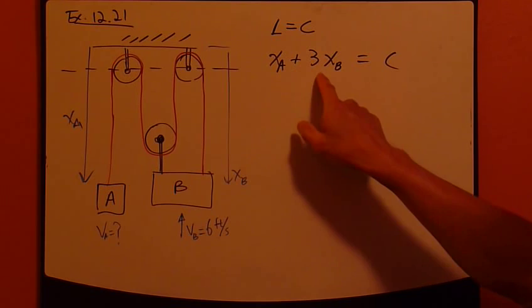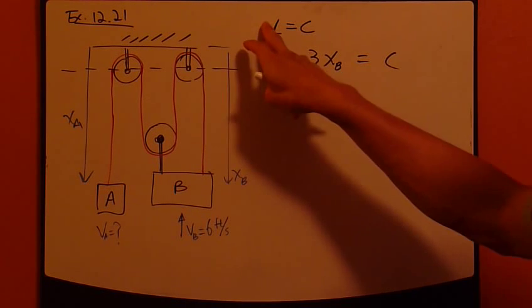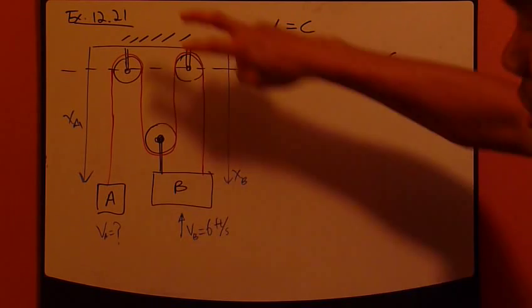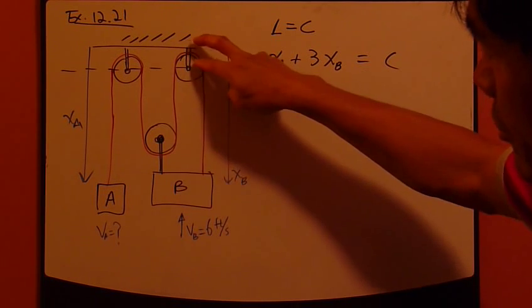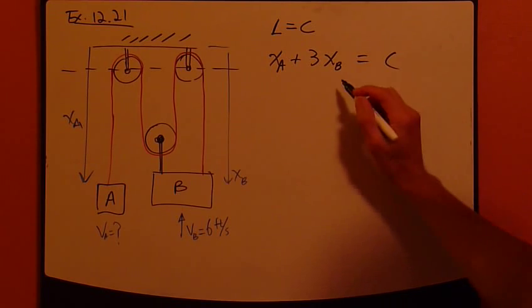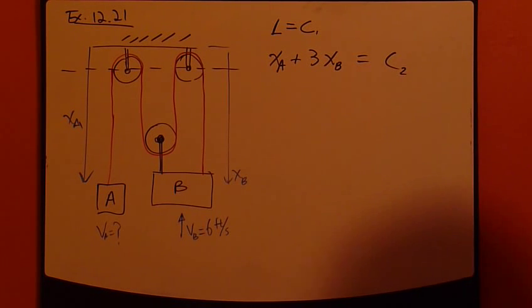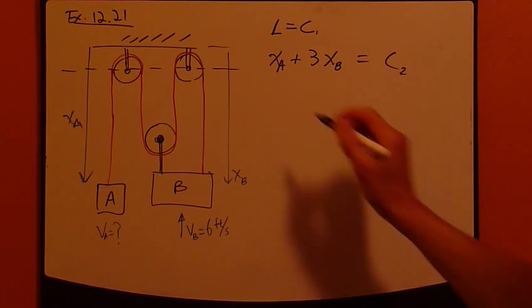So XA plus 3 times XB is the cord length. Of course, we're off by certain of these constants, but again, they're all constant, so they don't matter. If you want, you can just do a C1 or C2, just to represent different constants.